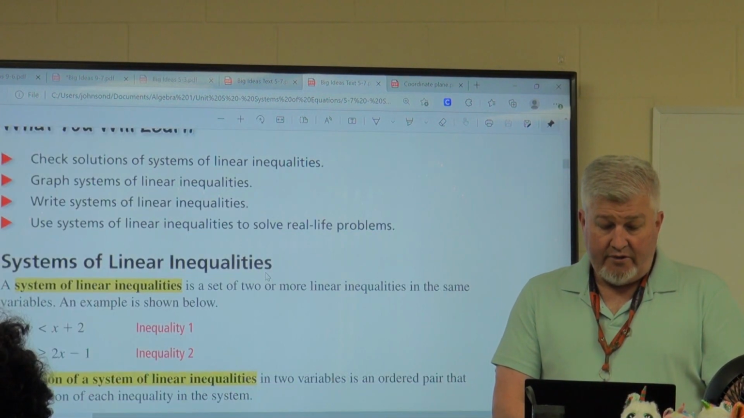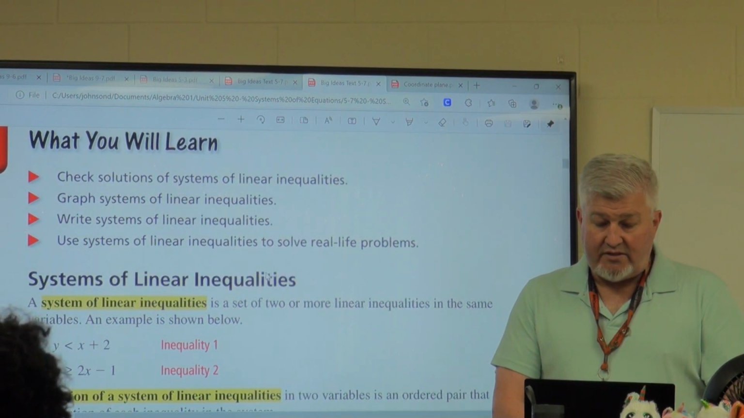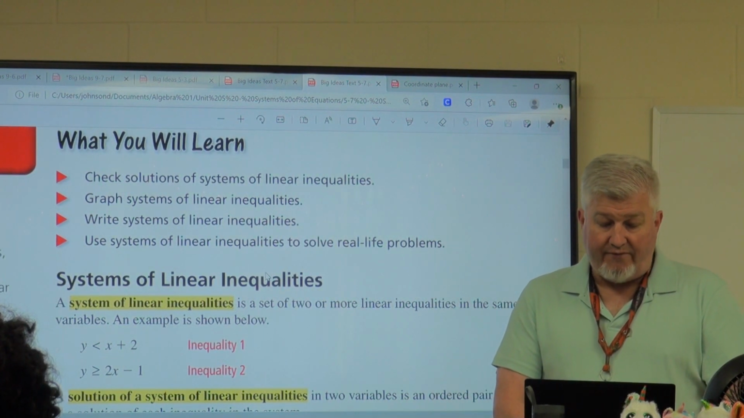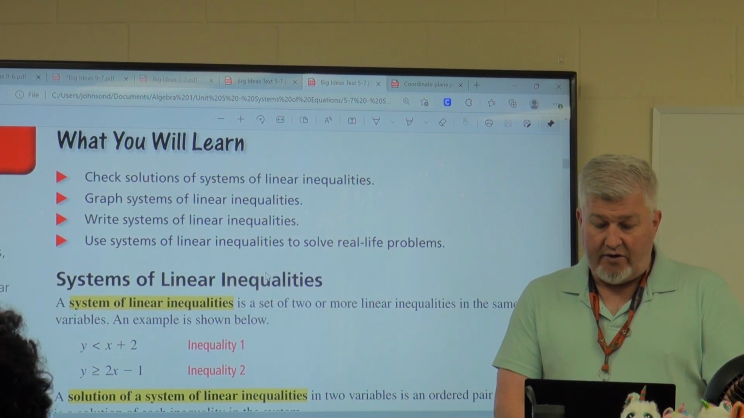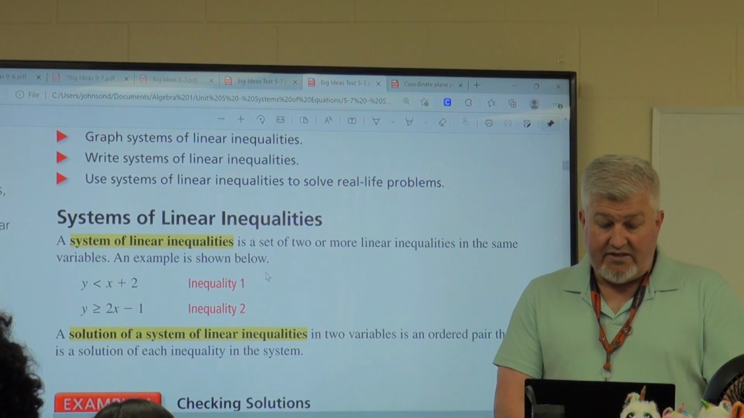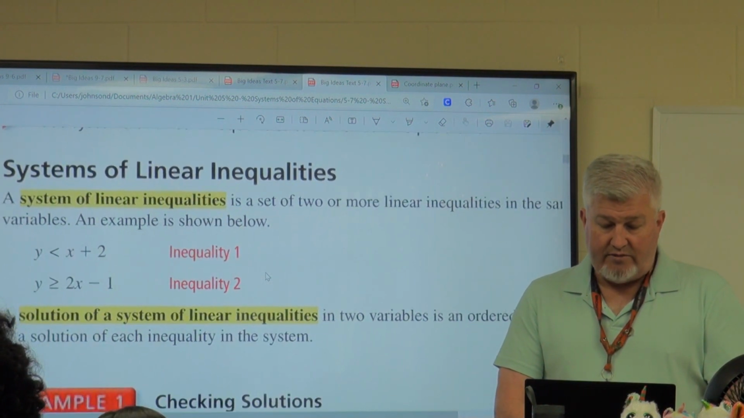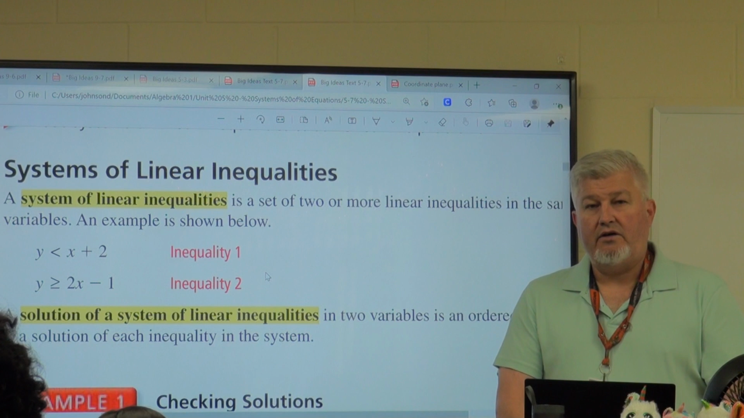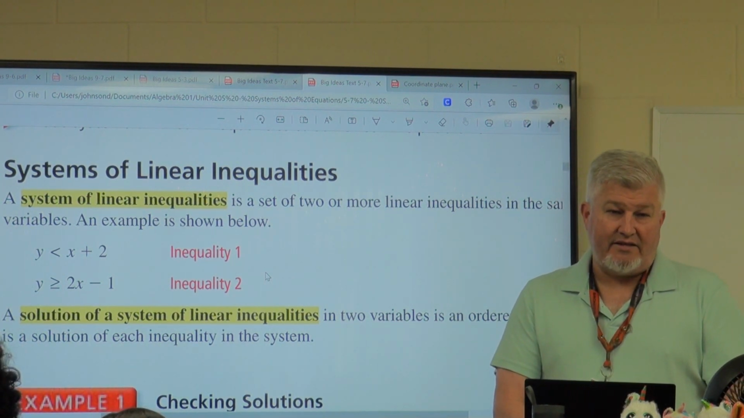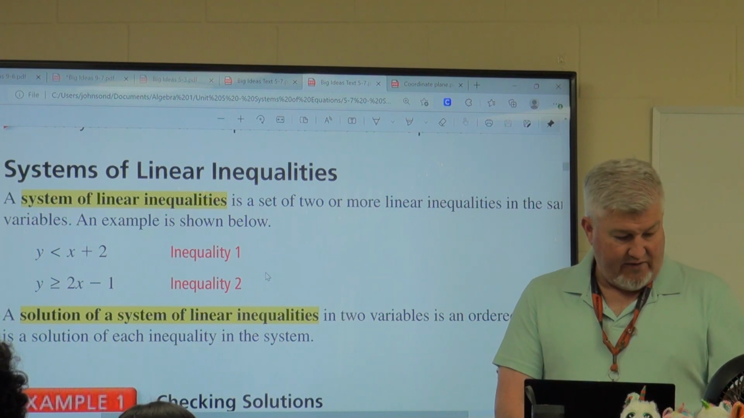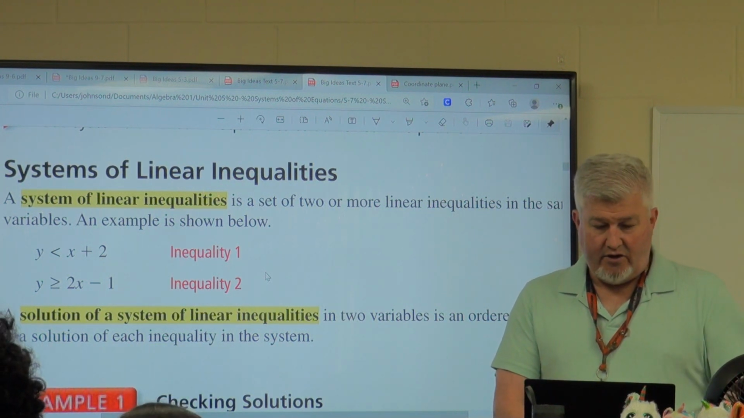You will learn how to check the solutions of systems of linear inequalities, how to graph them, how to write them, and then use systems of linear inequalities to solve real-life problems. All right, so a system of linear inequalities is really very basic. Of course, it's two equations that have an inequality. I know we haven't done inequalities since first semester, so we've got to get woken back up again and get going.